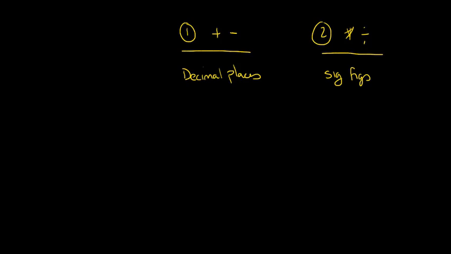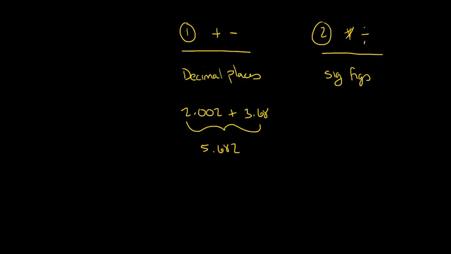Okay, so let's look at an example here. If we have 2.002 plus 3.68. If you put this into your calculator, what you're going to see is that this answer ends up being 5.682. The question though is how many significant digits should this answer have?